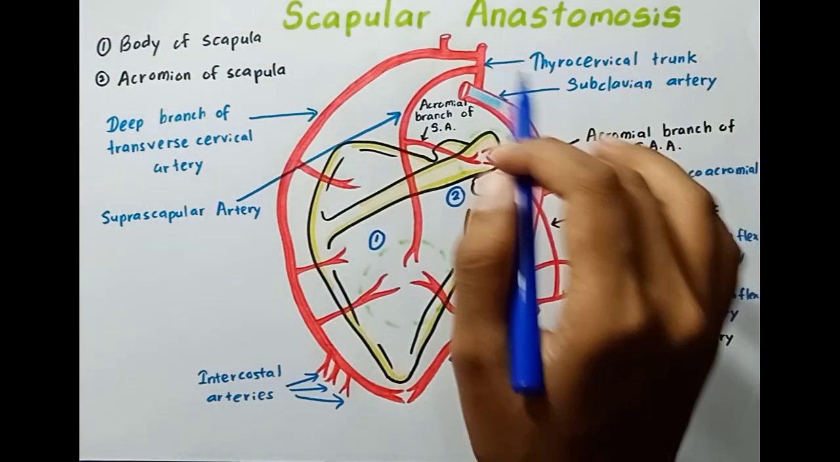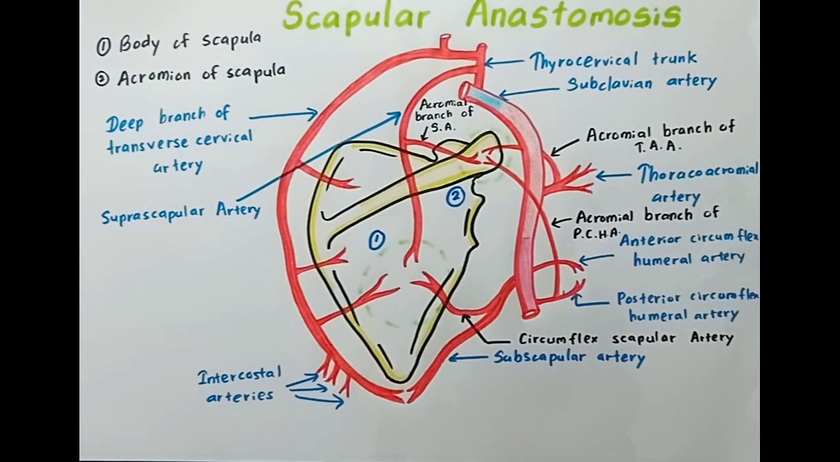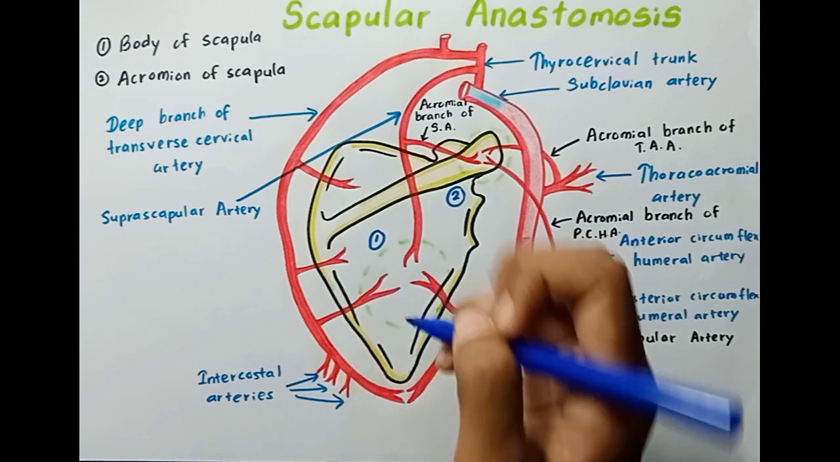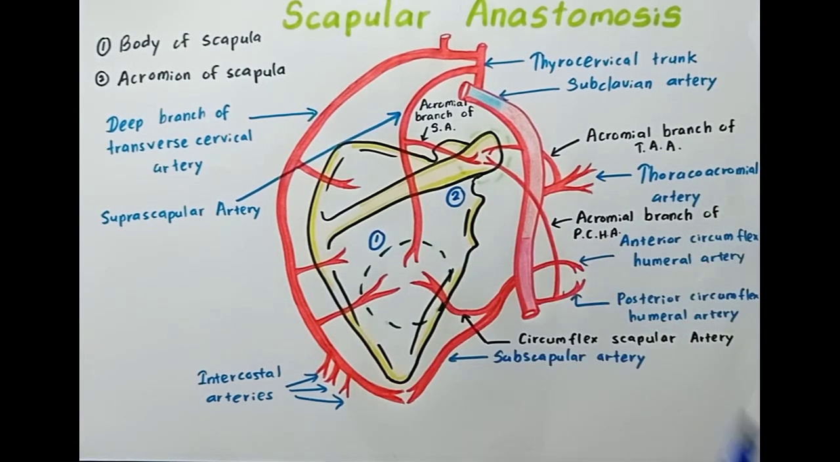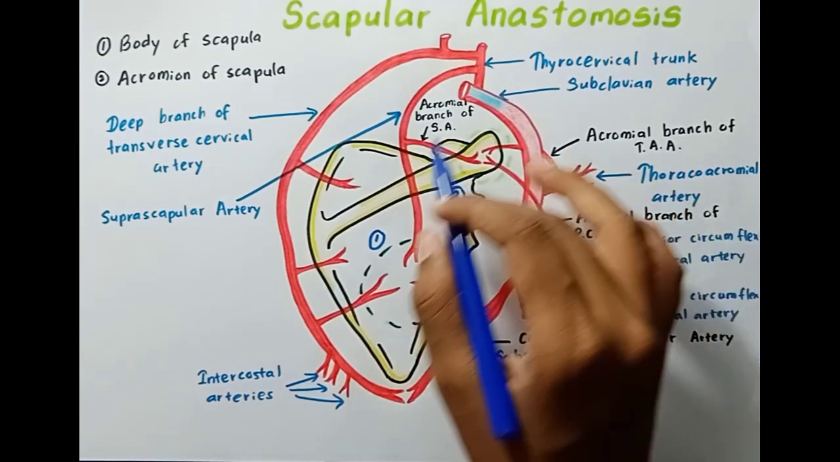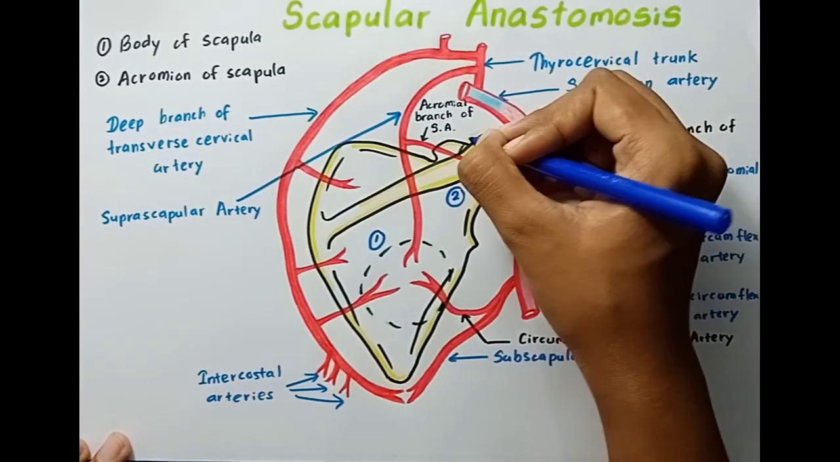That's all about anastomosis of scapula. First one around the body of scapula, and the second one around the acromion of scapula.